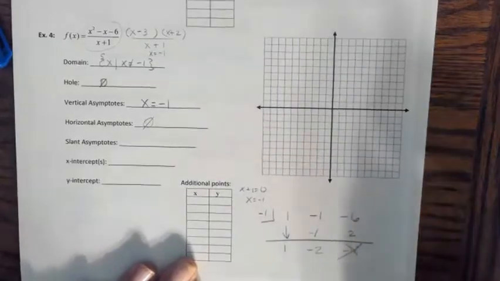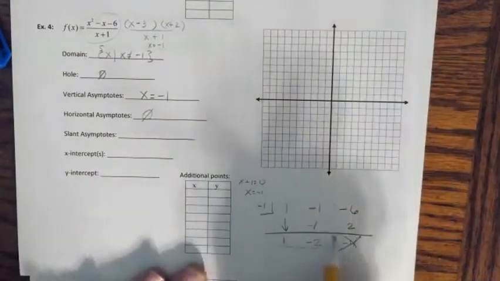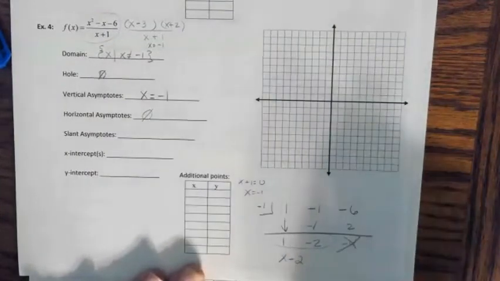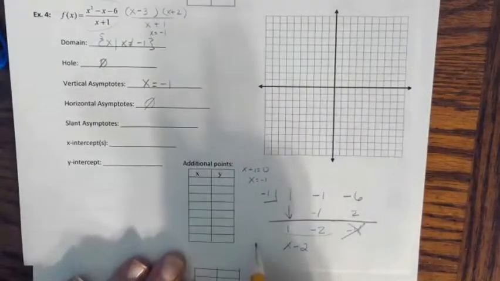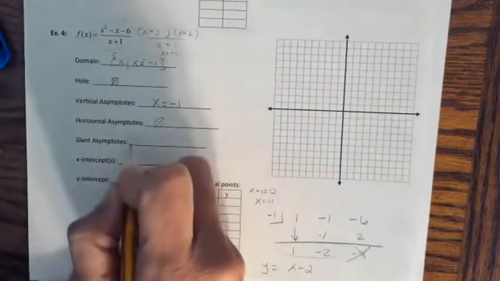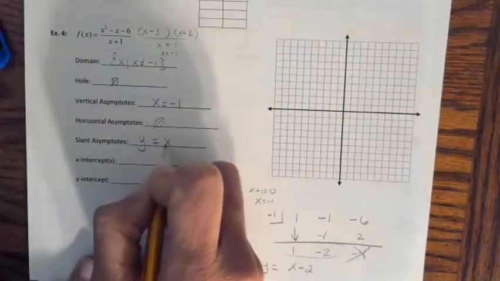You don't worry about the remainder. So this is x minus 2. So my asymptote will be y equals x minus 2, my slant asymptote.